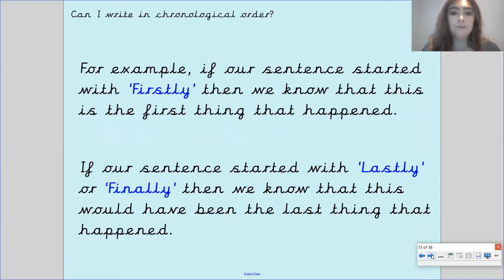For example, if our sentence started with firstly, then we know that this is the first thing that has happened. If our sentence started with lastly or finally, then we know that this is going to be the last thing that would have happened.